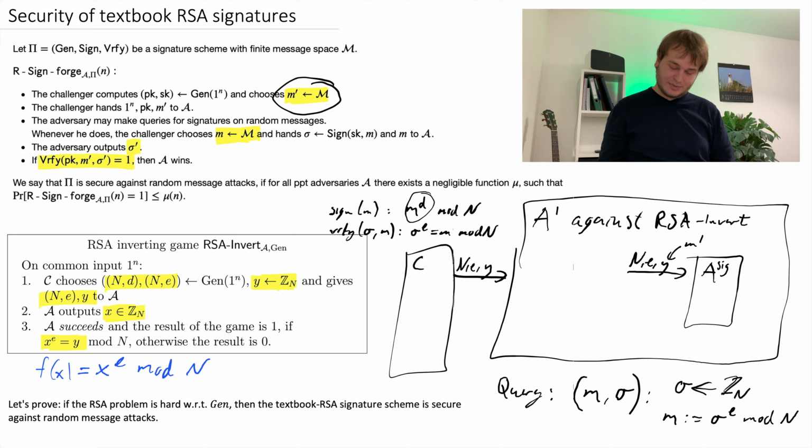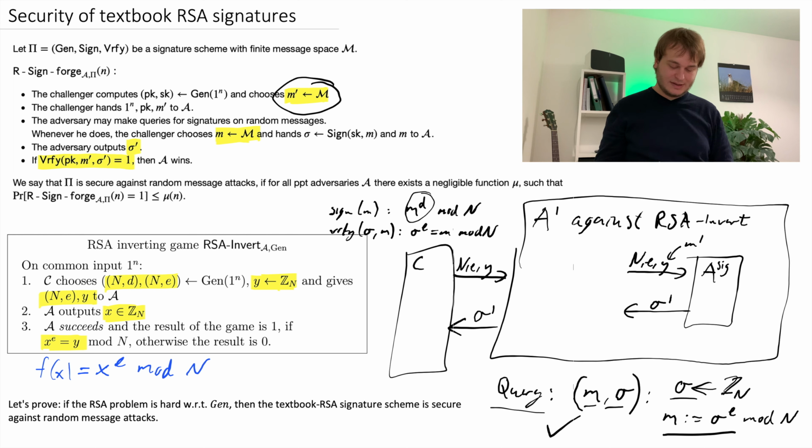Okay, so I choose a random sigma and then raise the sigma to the power of e. So we can answer queries truthfully for the adversary against the signature game. Then eventually the adversary will output a signature. And we will just output this to our challenger, hoping that it's the inversion of the RSA thing.